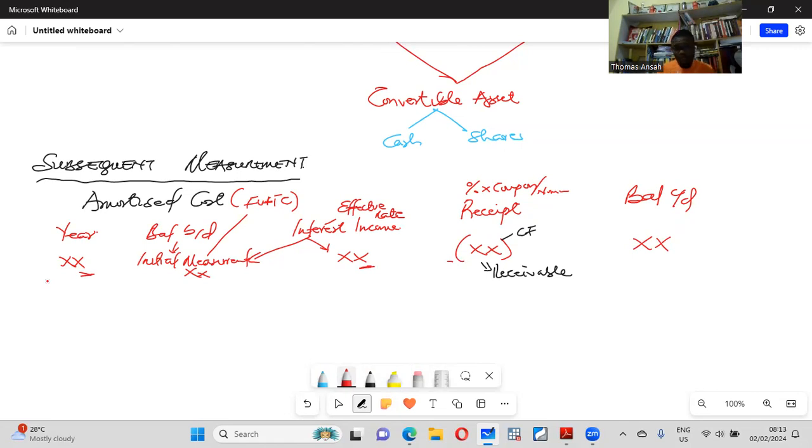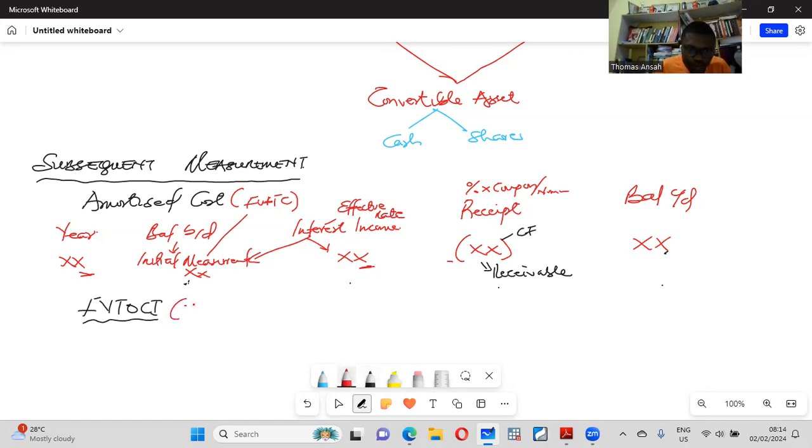All right, so that is how you do it. It's as simple as that. What if it is amortized, it is fair value through OCI? And bear in mind, the balance carried down here will be the balance brought down here in the next year. So you continue the same process. All right. So when it is amortized cost, that one too, don't forget, is the same thing.